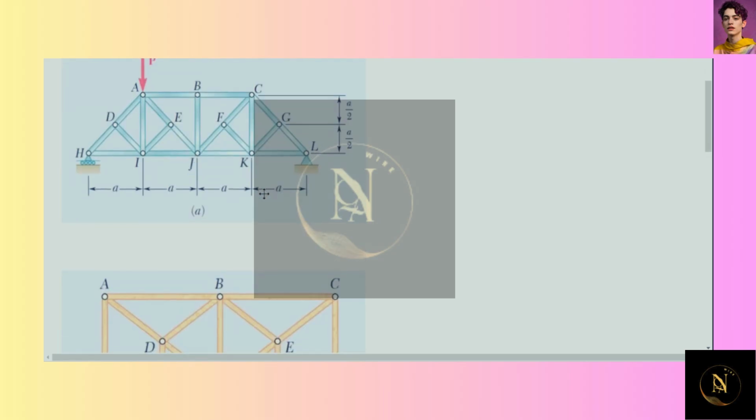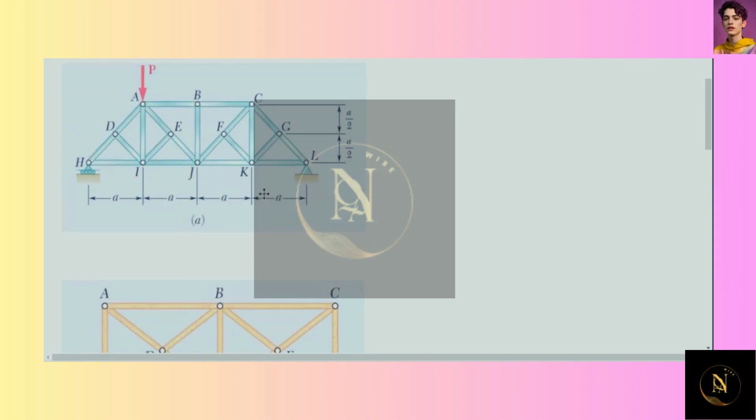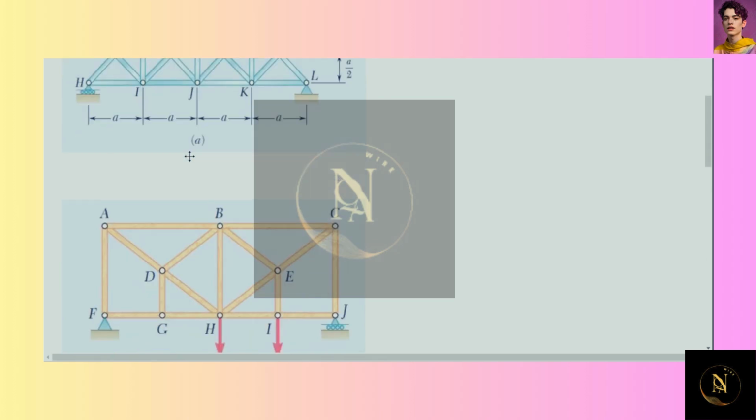This is question 6.29, part 30A. Here, these three diagrams are given in the textbook question itself. So, let's solve for this. This is 31A, this is 32A, and this one is 33A.